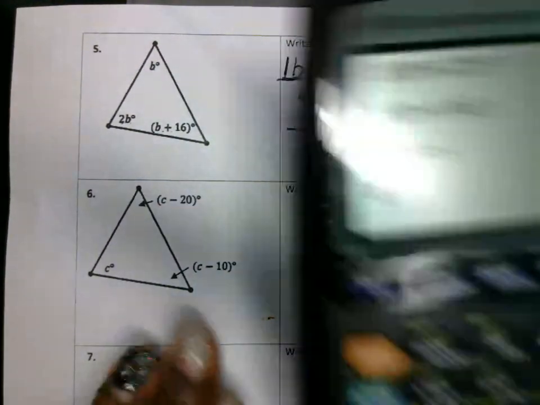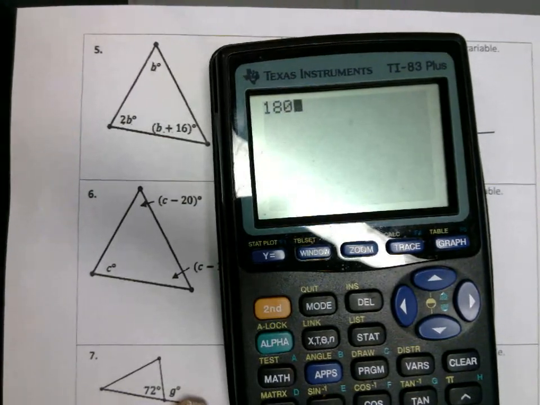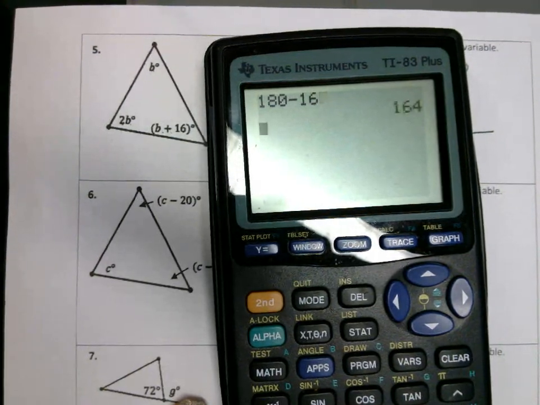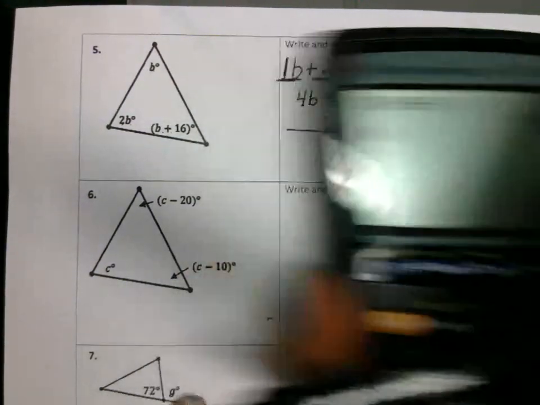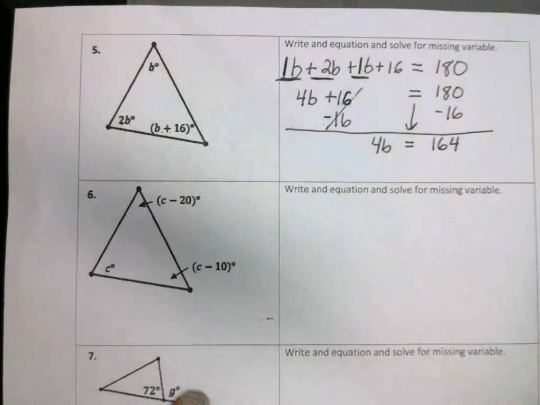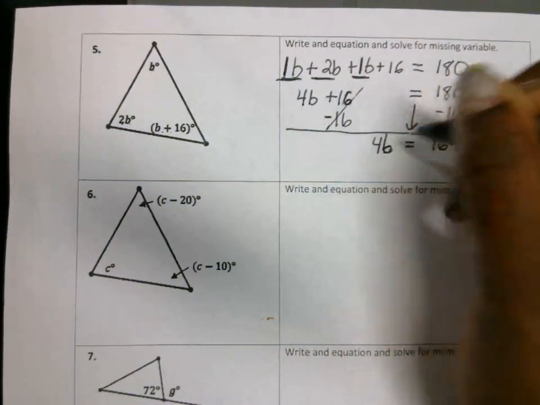Very good. Because we said 180 minus 16 is 164. Now what do we do in order to get B by itself? Divide. What are we dividing by? 4. We divide by 4.